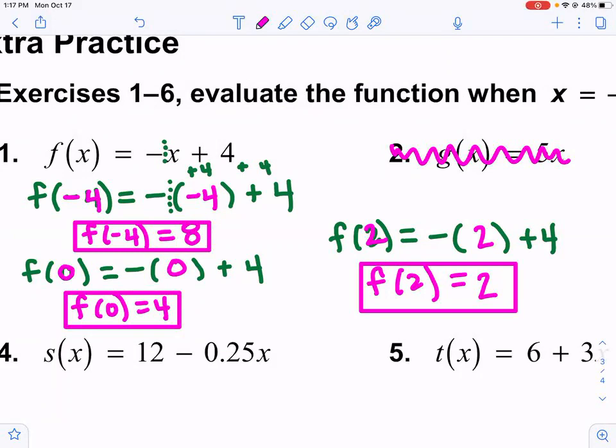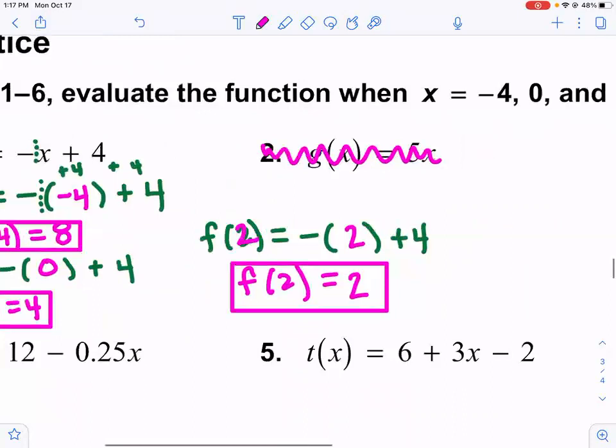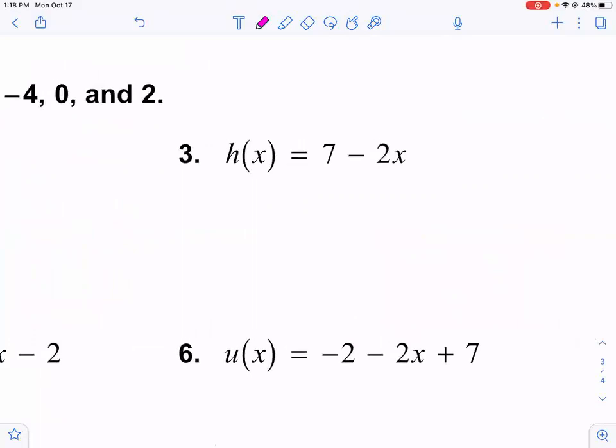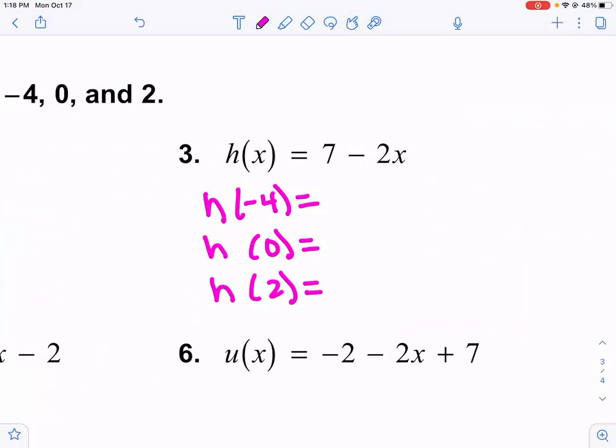So what I'd like you to do is evaluate the function in number 3 with x's negative 4, 0, and 2. Now this time we have h. h is the same as f. It's just the name of the function. So you're going to find me h of negative 4, h of 0, and h of 2. Make sure you and your elbow partner agree. Yeah, we're skipping number 2, and this is number 3.